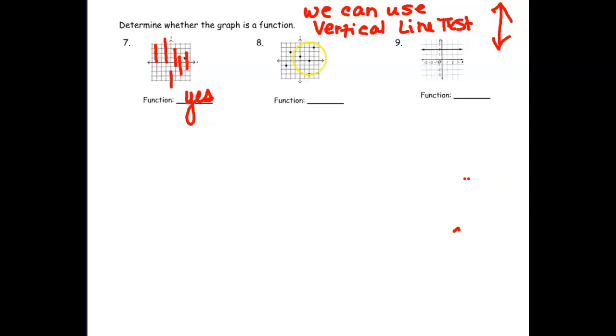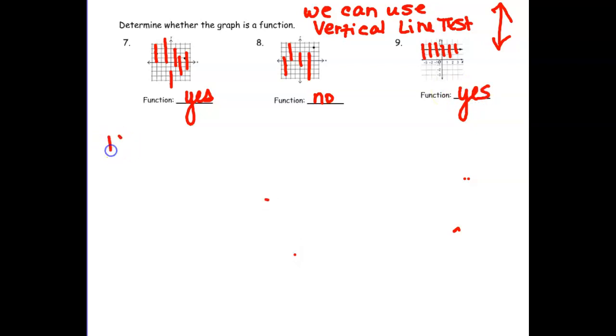So in this case, if I look here, I'm only going through 1, 1, 1, up, but right here, see how I cross 2 points? So no, that's not a function. It does not pass the vertical line test. And number 9, well, I can draw an infinite number of vertical lines. I'm never going to cross more than 1 point. So number 9 would be considered a function.